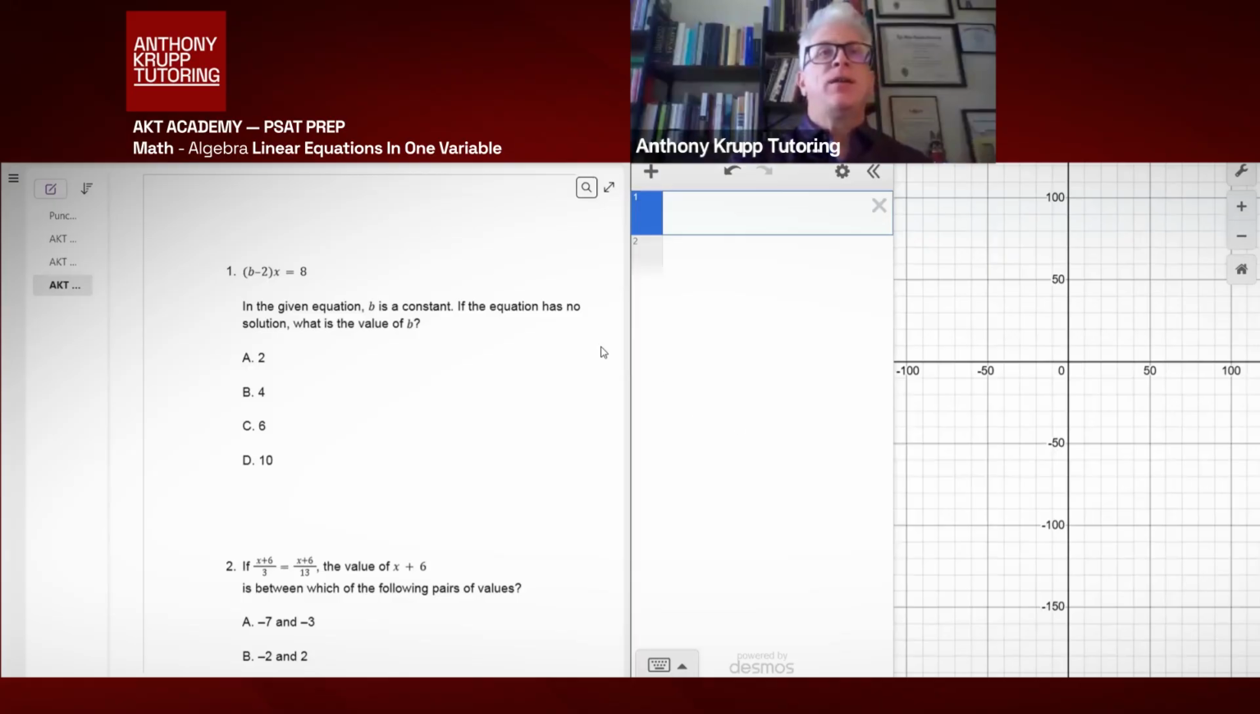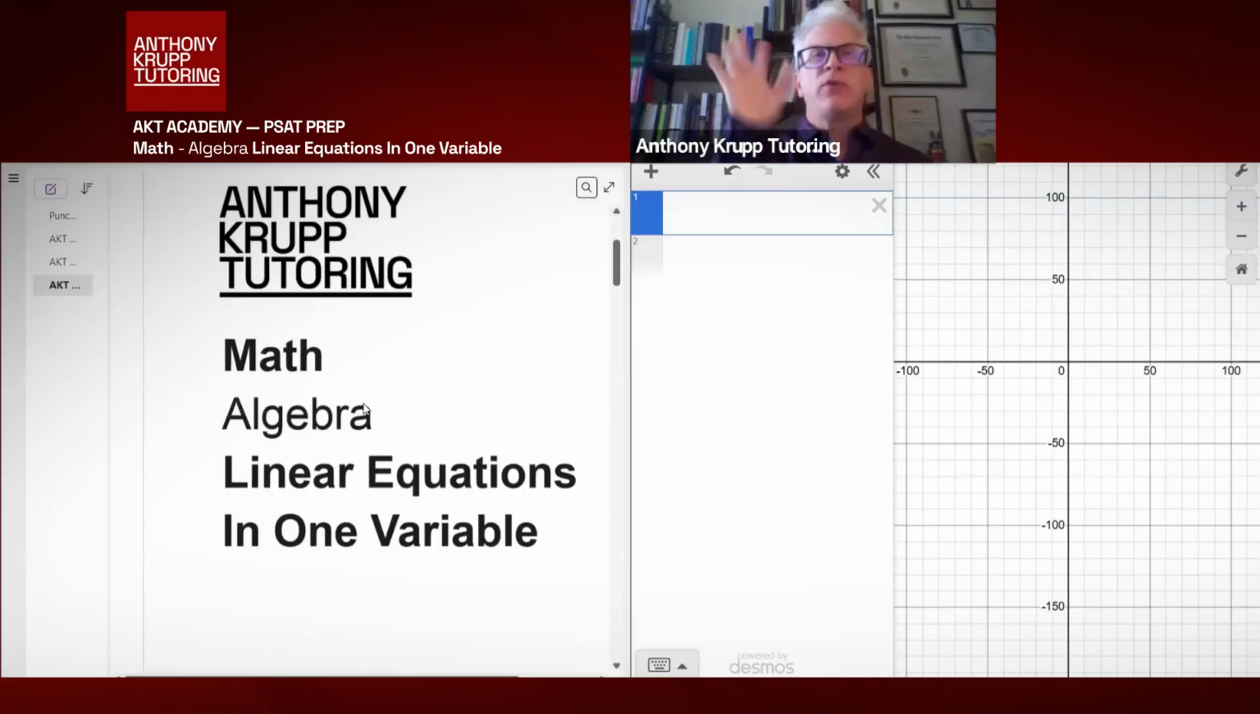So algebra. Let's do some math first, and within math, one of the four major sections is called algebra. Within algebra, here's one of the subtopics: linear equations in one variable. So please work through this PDF on your own. There are 10 questions. When you're done with that, come back and please resume watching.